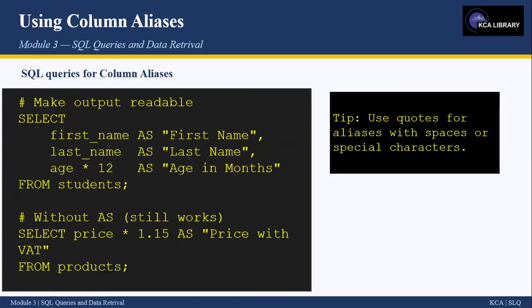Using column aliases. To make your output more readable, use column aliases. Look at this query: SELECT first_name AS 'First Name', last_name AS 'Last Name', age AS 'Age in Months' FROM students. You can also do calculations and give them friendly names. SELECT price AS 'Price with VAT' FROM product. Use quotes for aliases that contain spaces or special characters.